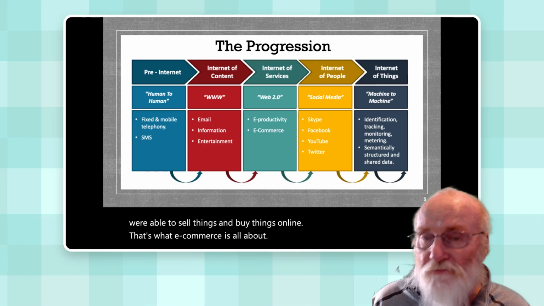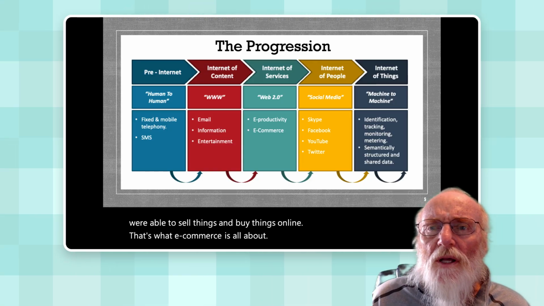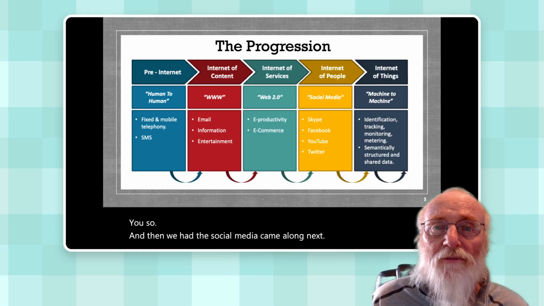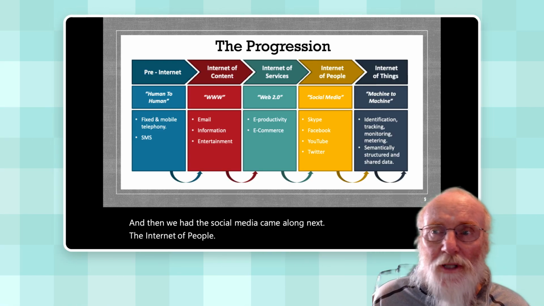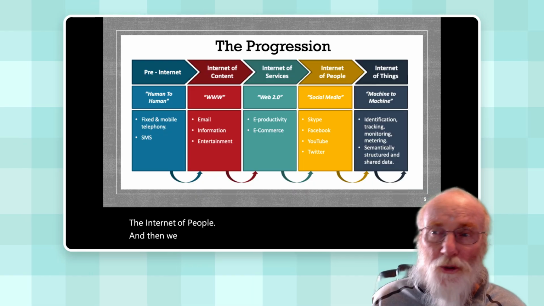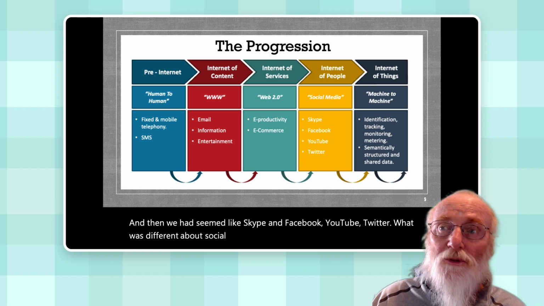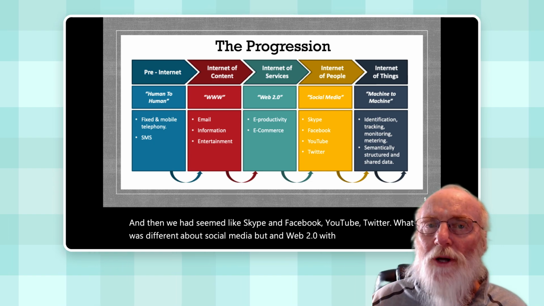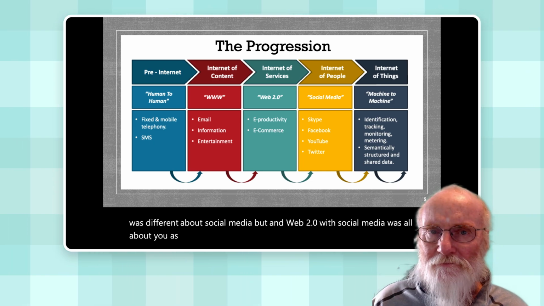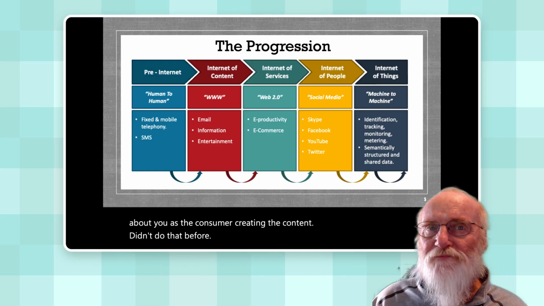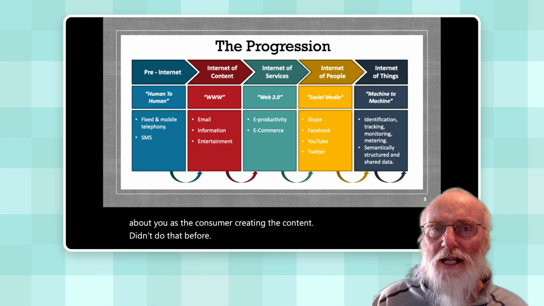So, and then we had the social media came along next, the internet of people. And then we had things like Skype and Facebook, YouTube, Twitter. And what was different about social media and Web 2.0 was social media was all about you as the consumer creating the content. Didn't do that before. Okay? And now we're at the Internet of Things.